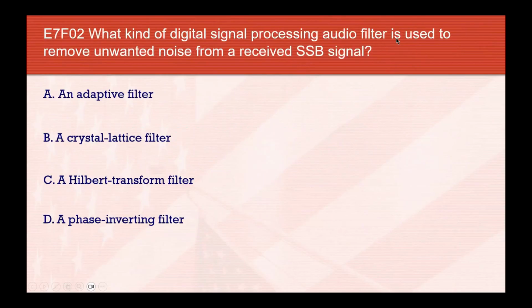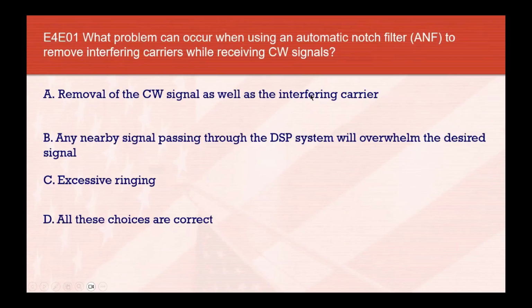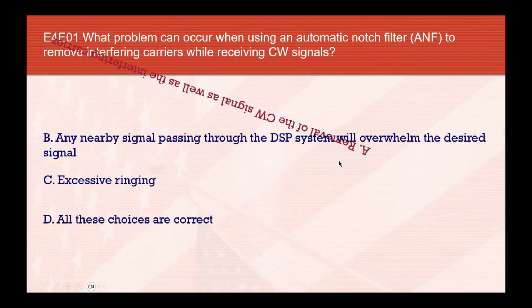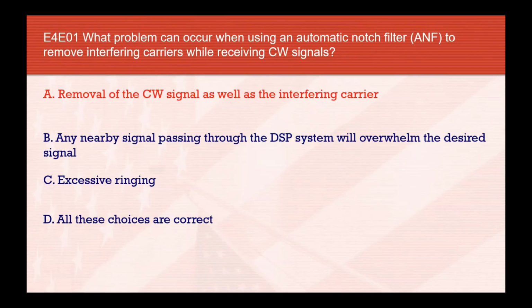Let's see if we get a couple more in here. What kind of digital signal processing audio filter is used to remove unwanted noise from a received SSB signal? Adaptive filter. The key for adaptive is the word audio. What problem can occur when using an automatic notch filter to remove interfering carriers when receiving CW? It can actually take out the signals that we want, and that's not good, obviously. It can remove the CW signal we look for as well as the interfering signal.